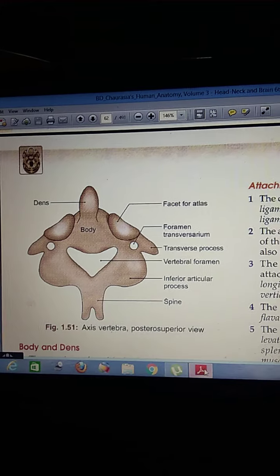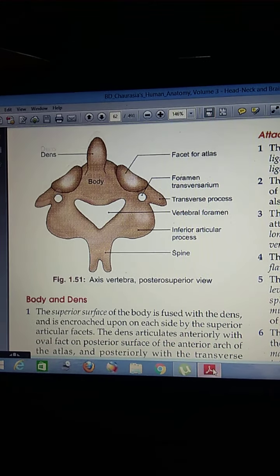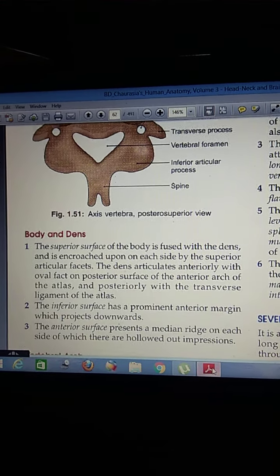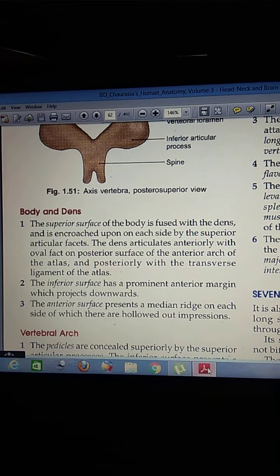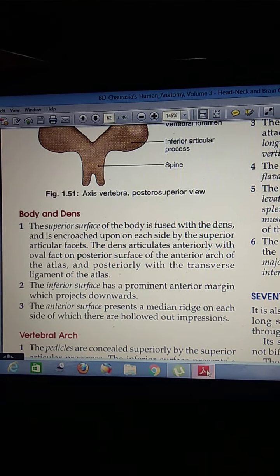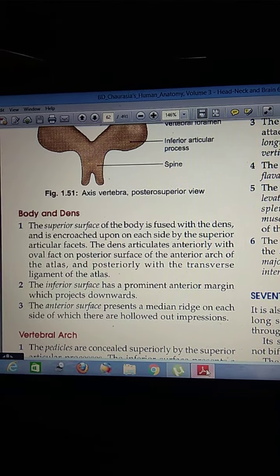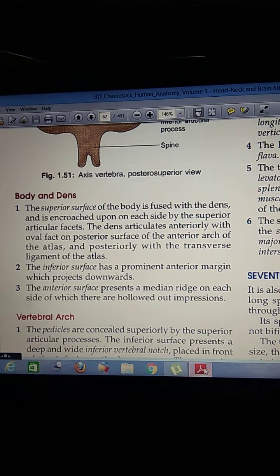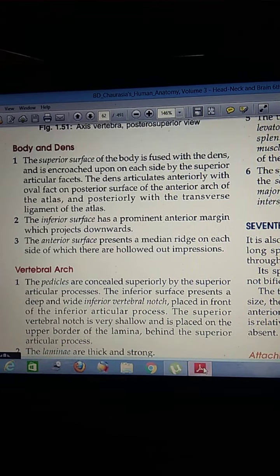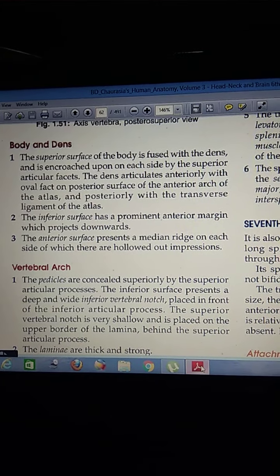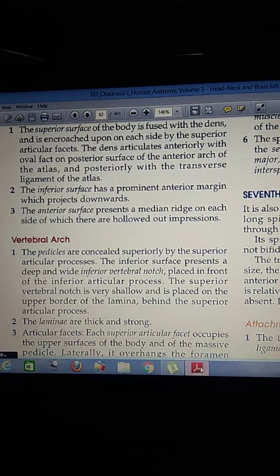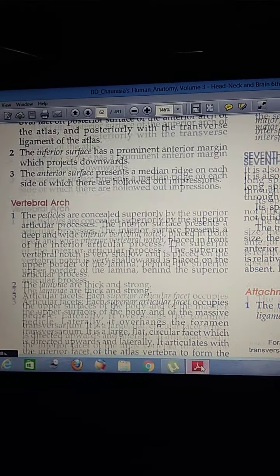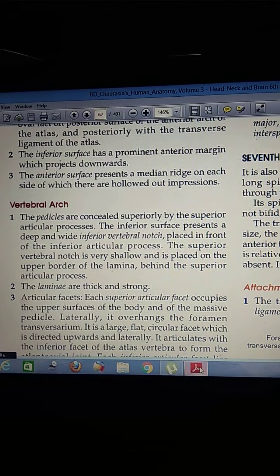You can see it in the figure. This is the figure of the second vertebra. Body and dens. The superior surface: its body is fused with the dens and encroaches upon each side of the superior articular facet. The inferior surface has the prominent anterior margin which projects downwards.